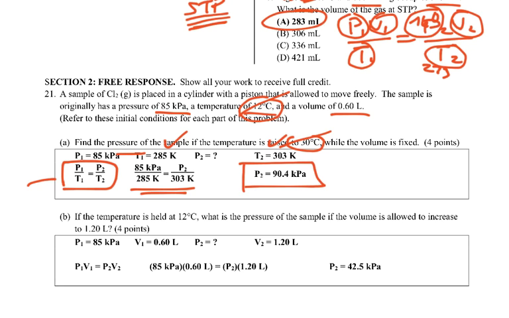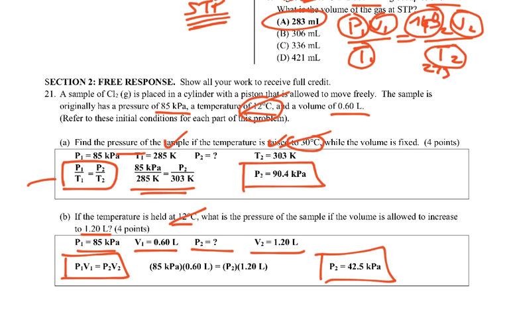For letter B, the temperature is held at 12 degrees. What's the pressure if the sample is allowed to increase to 1.2 liters? So we're starting with 12, we're ending with 12, so we don't even need to worry about that. We're talking about volume and pressure, and so we know that the equation here is P1V1 equals P2V2. We have our original pressure from the problem, and we're trying to find the new pressure. The original volume was 0.6 liters, and we're going to double that. So if we double the volume, the pressure is going to go down to 1/2. Half of 85 is 42.5 kilopascals.